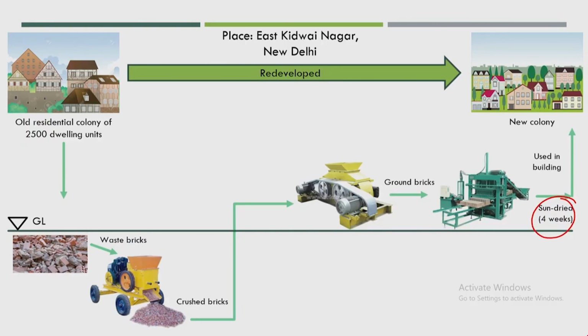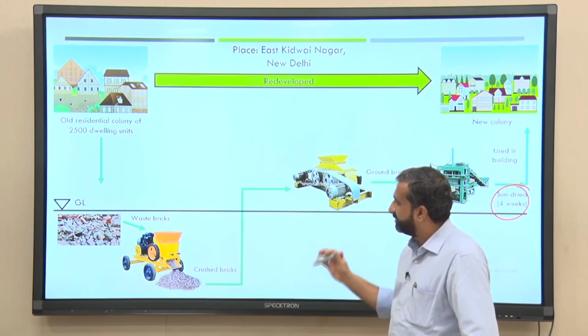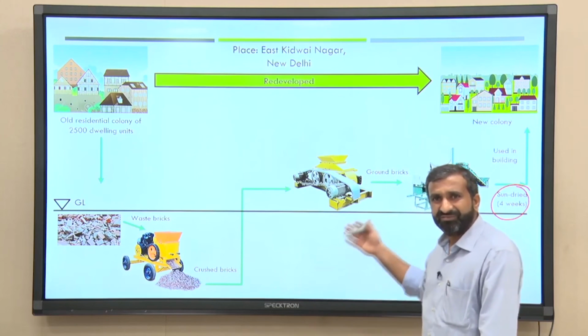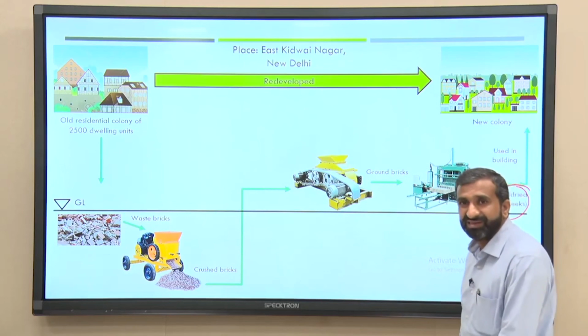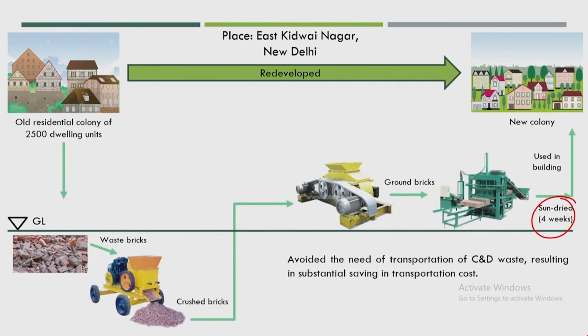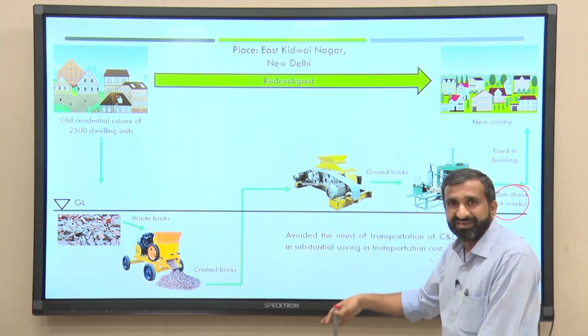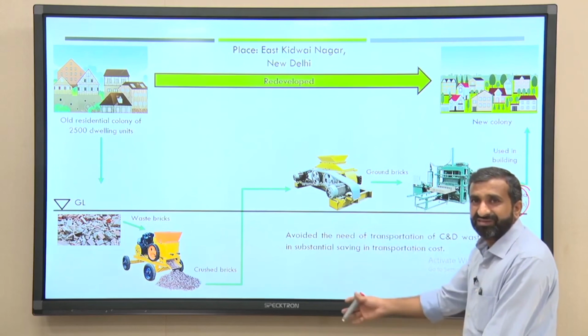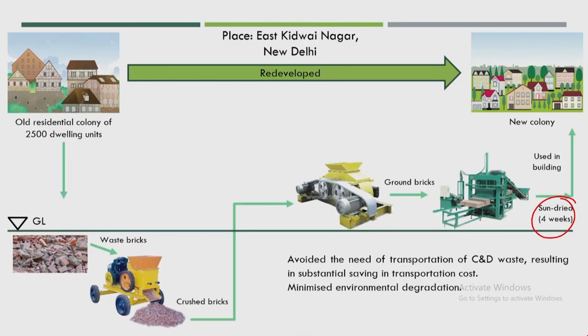So, this was developed from the same material. This was a very good project where the entire demolition waste is collected, crushed and made into another product, and from that another construction facility has been created. It avoided the need for transportation of C&D waste, resulting in substantial savings in transportation cost, because the location was the same. Even the recycling facility was created at the same location. So, the waste location, recycling facility and new construction location were all the same. So, there was no transportation cost. It minimized environmental degradation and saved scarce land resource, which is increasingly difficult to procure.